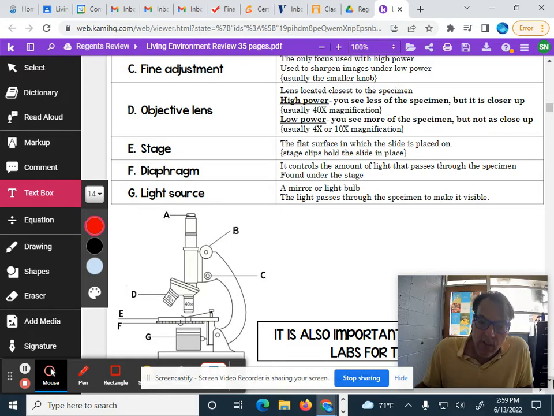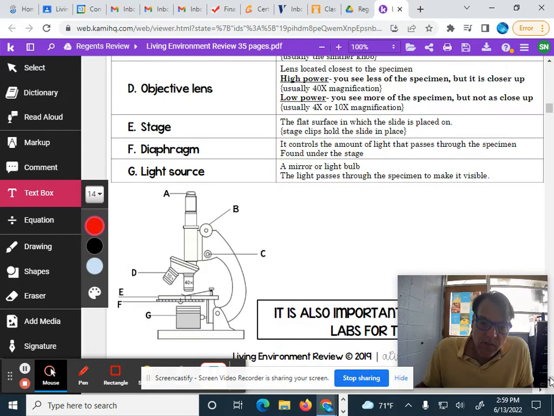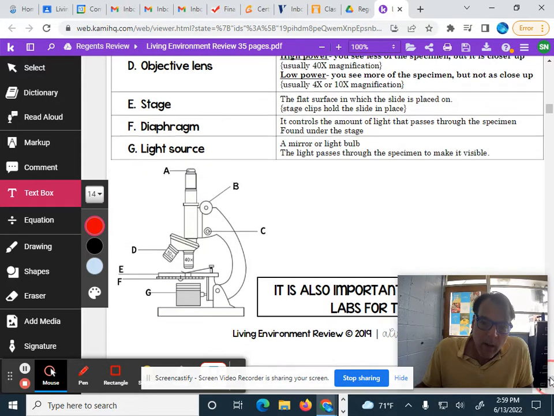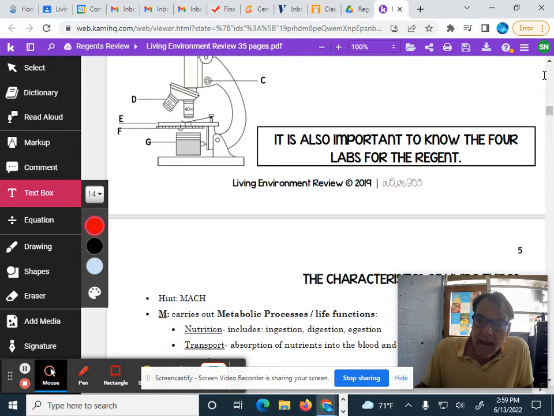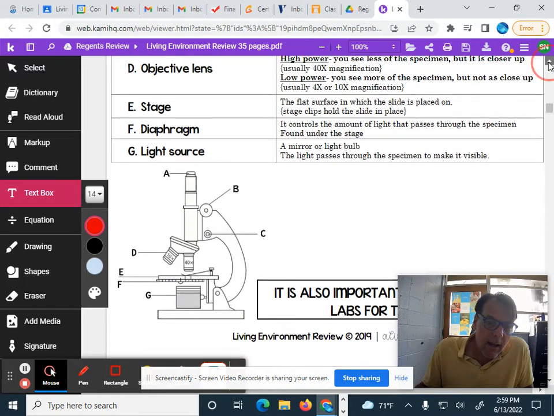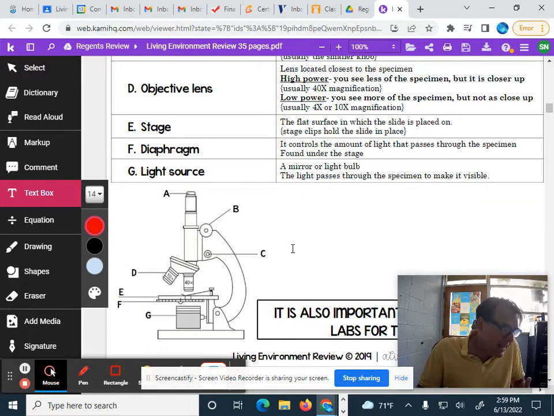Diaphragm controls the amount of light, as well as the dimmer switch. And one of the important things you want to know is that as you increase magnification, your field of view gets smaller. So it's important to always center the specimen so you can see what you're looking at.